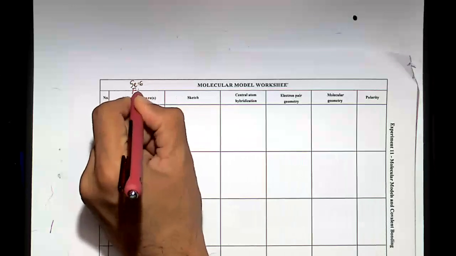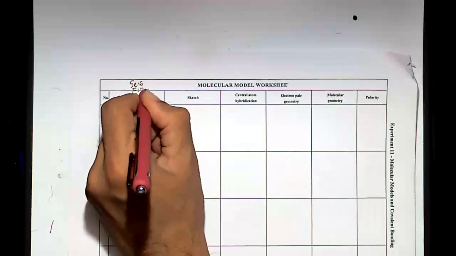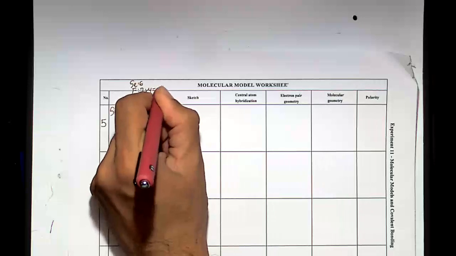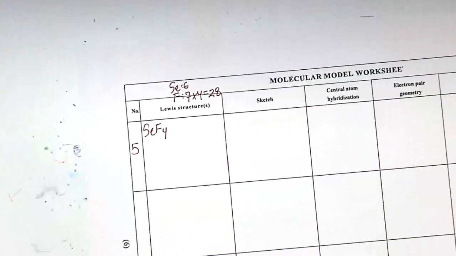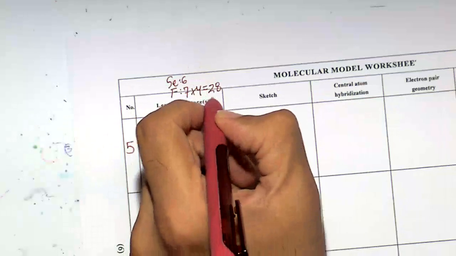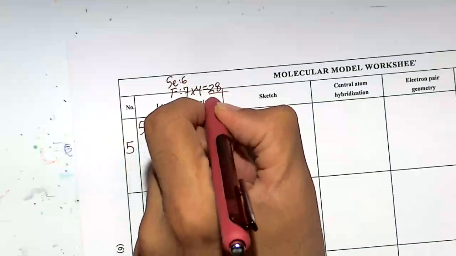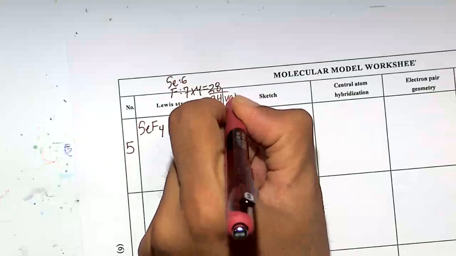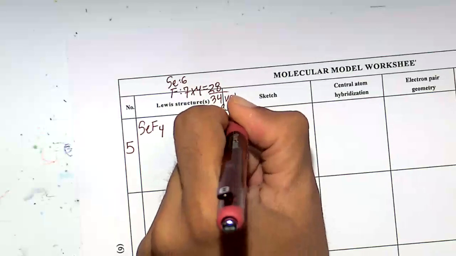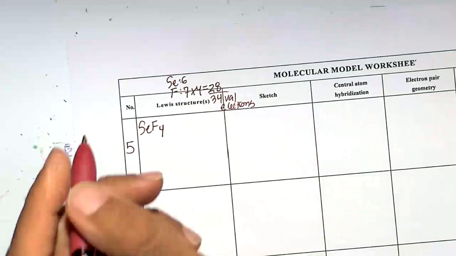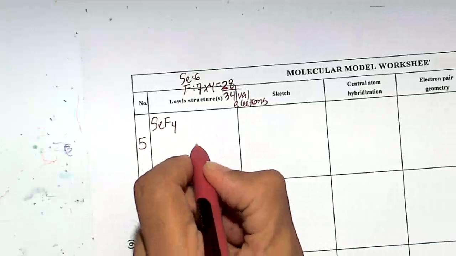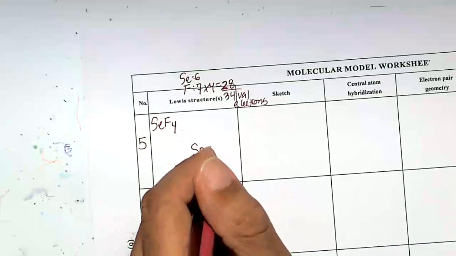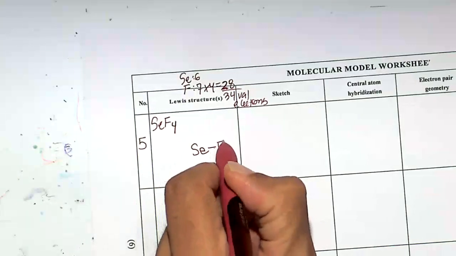What is fluorine happy at? Fluorine and all the halogens are happy at 7. So we need to get, what's 28 plus 6? 34 valence electrons, am I right? Yeah. So I'm going to have selenium as my central atom, and then I'll have my 4 fluorines.